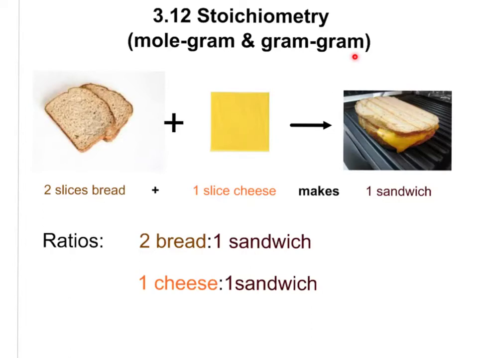So we're going to begin by taking another look at this cheese sandwich with kind of gross American cheese, but it's an easy analogy. We have our 2 slices of bread plus 1 slice of cheese makes 1 sandwich. We have our ratios, 2 bread to 1 sandwich and 1 cheese to 1 sandwich, just like we had our ratios with our moles in the last section.